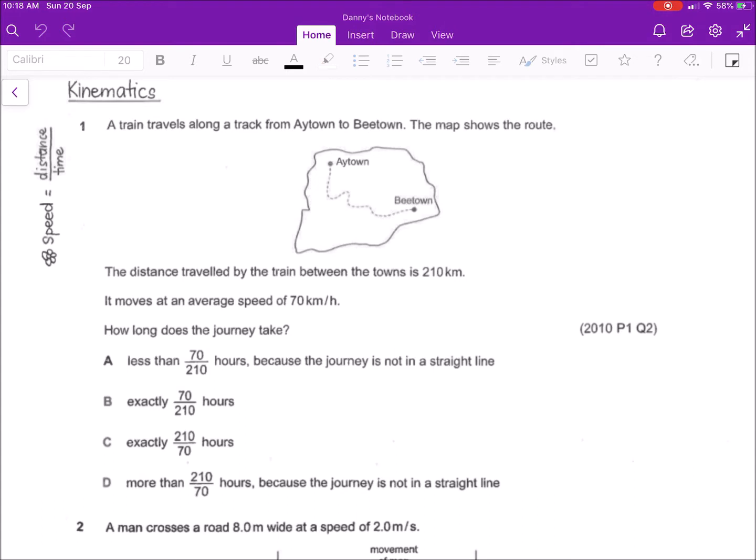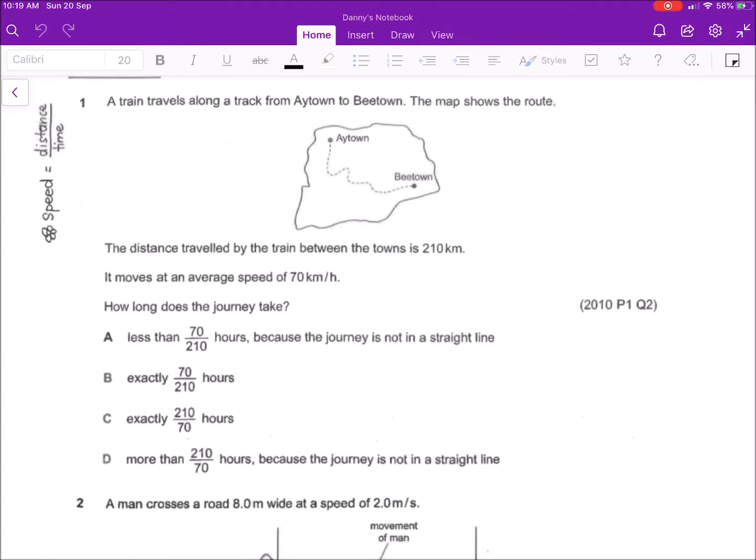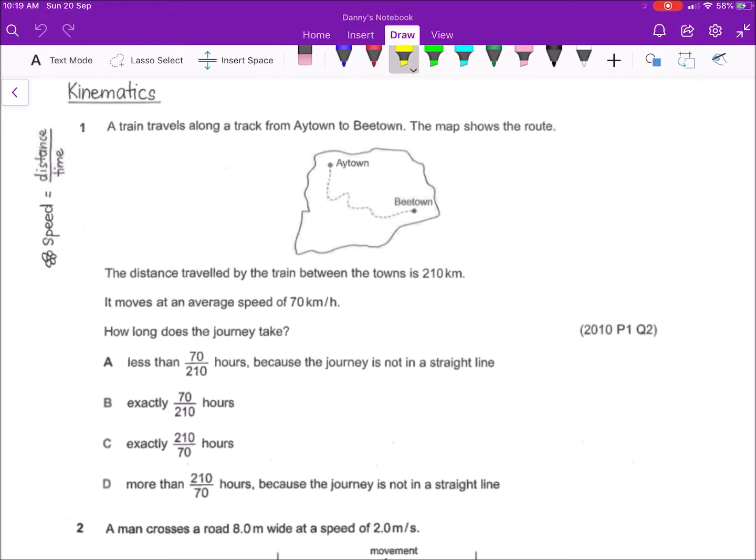So the very basic of kinematics is, of course, the speed or the velocity formula. As you can see here, in this question you are being asked, the total distance between these two towns is 210 kilometer. You have an average speed of 70 kilometer per hour. Now what does this mean is that basically average speed has a formula. So the formula for average speed is your total distance divided by your total time. Since we are talking about distance, we will not be talking about direction or anything like that.